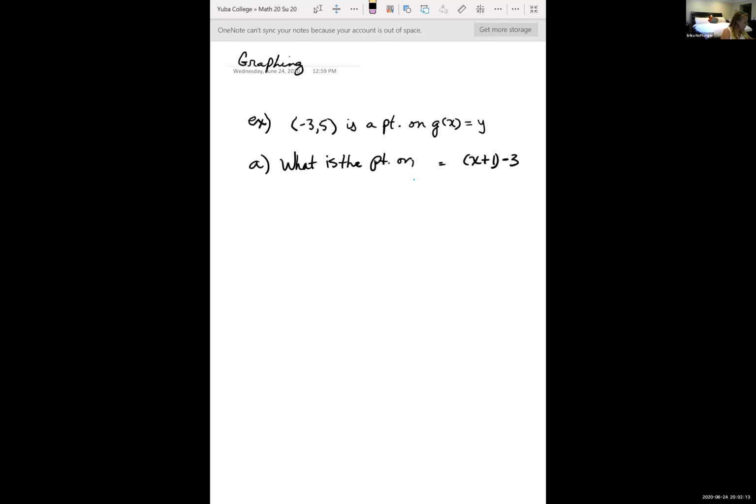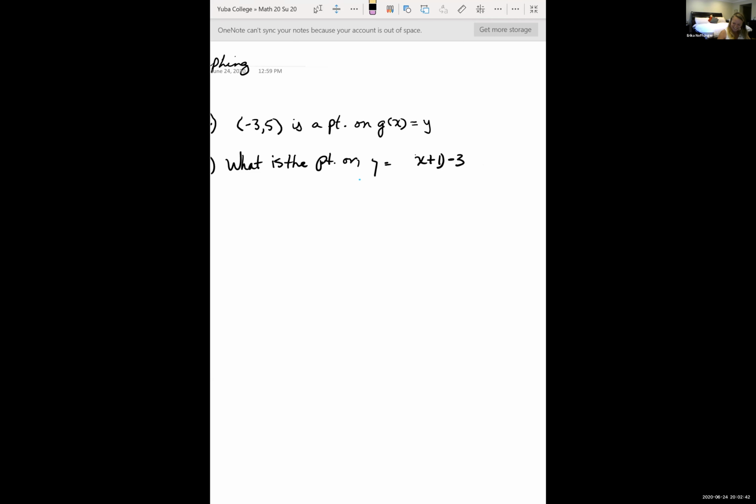let me pull that up. What is the point on y equals f of x plus 1? Actually, this wasn't g of x. Maybe I was doing a different problem. Oh, this was g. Okay, now we have the problem.